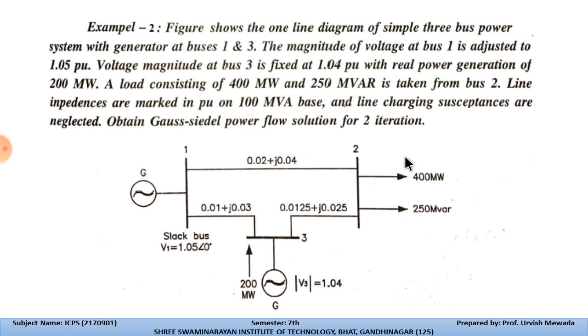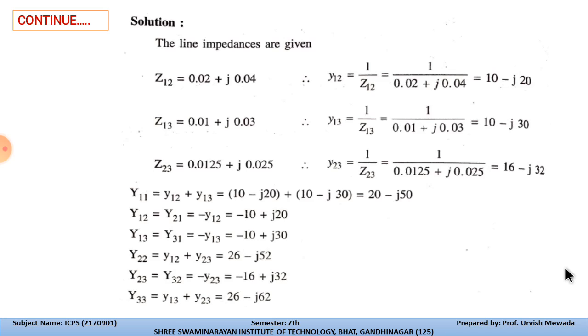So we have taken the base of this power system as 100 MVA, and the line charging susceptances, which are imaginary, are neglected. Here we are neglecting the effects of the line charging susceptances, and we obtain the Gauss-Seidel power flow solution for 2 iterations. So let us discuss how we can solve this.